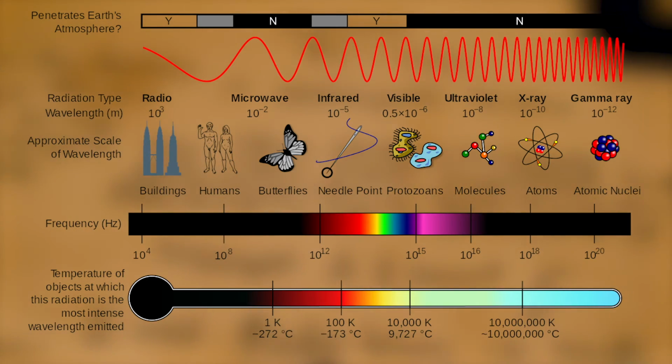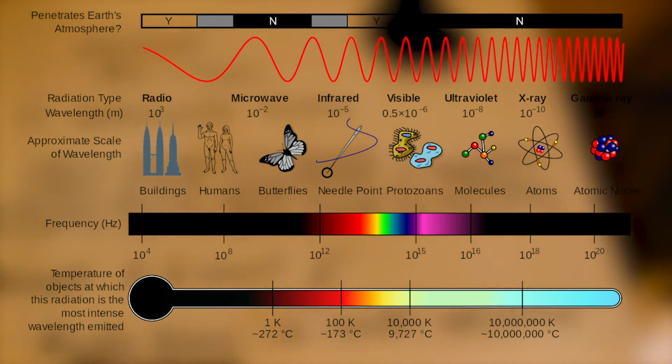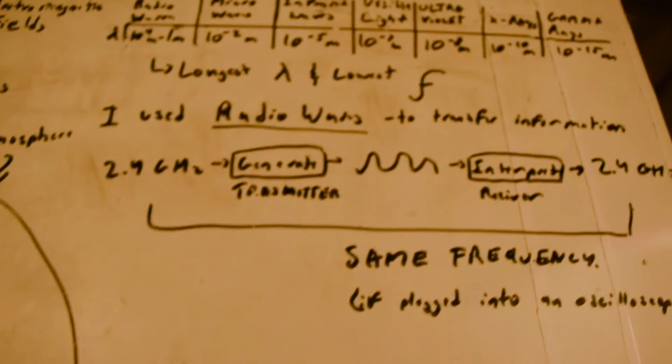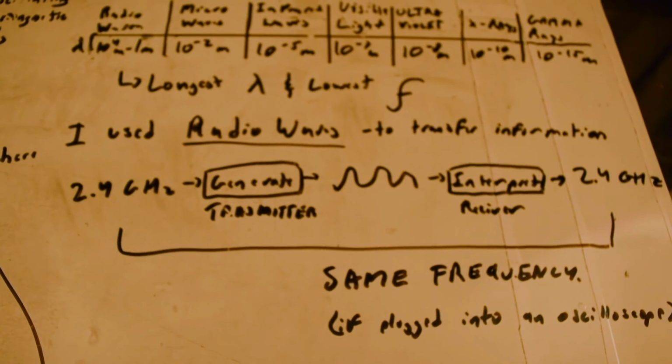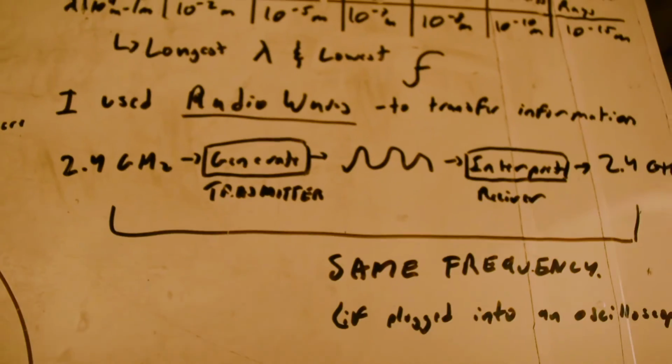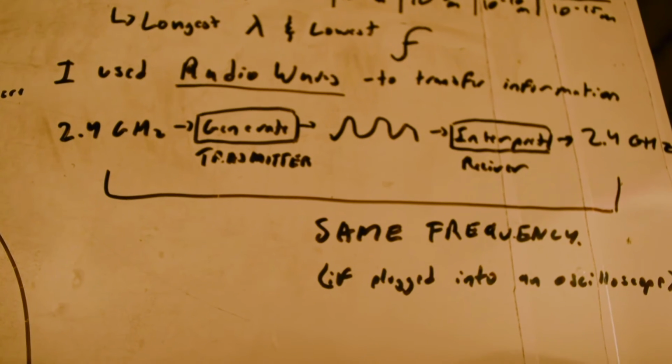And then we have microwaves, infrared waves, visible light, which you can see, UV, and X-rays and gamma rays. But we only need to worry about radio waves. Fun fact, they have the longest wavelength, and the symbol for wavelength is lambda, yet the lowest frequency. And I use radio waves in my receiver and transmitter.